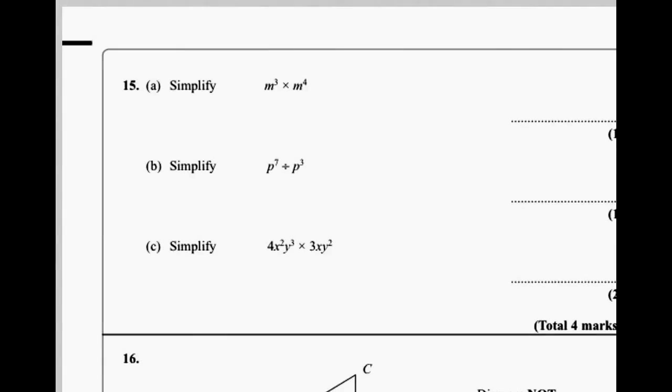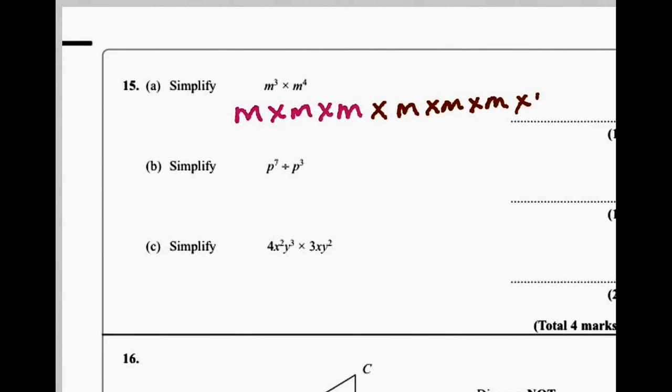Okay, question 15, simplify. In this one we know that m cubed means m times m times m, and we're multiplying by m times m times m times m. Which means, of course, that what we've got is m to the power of 7. And, of course, you could have just added the indices, 3 and 4 add together to make 7.